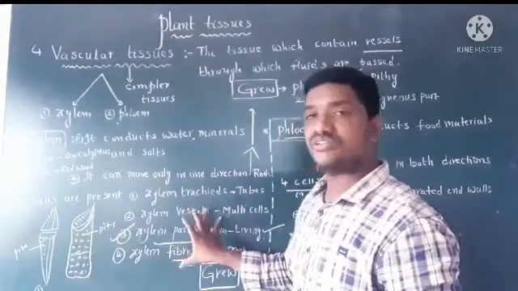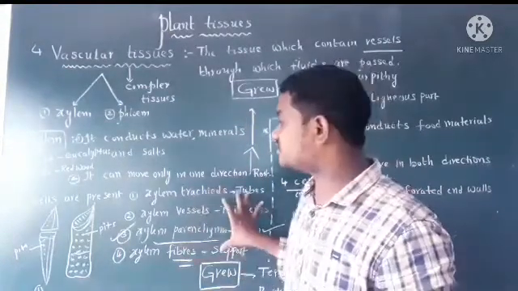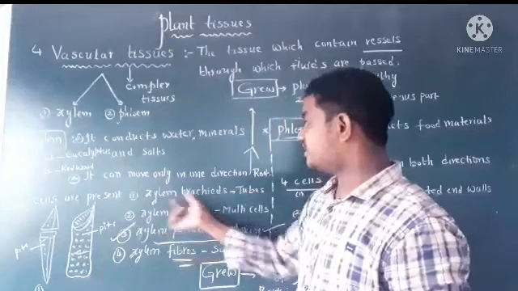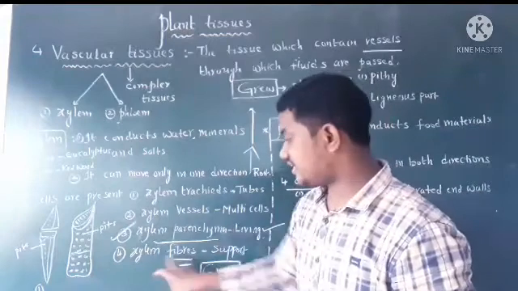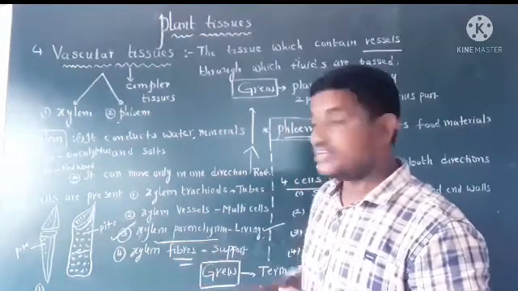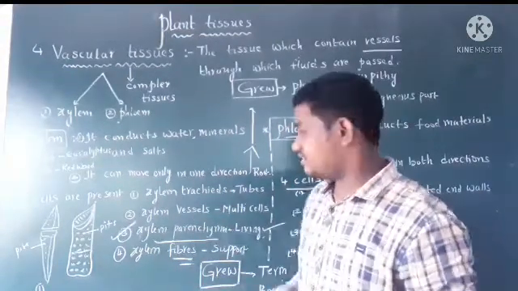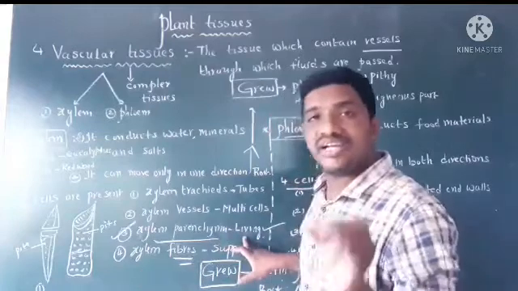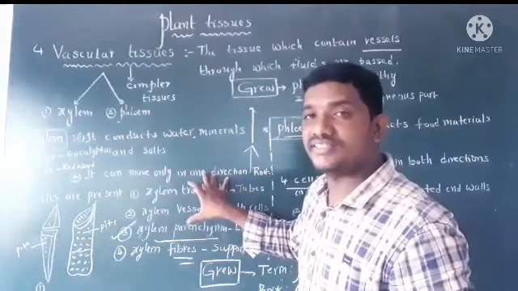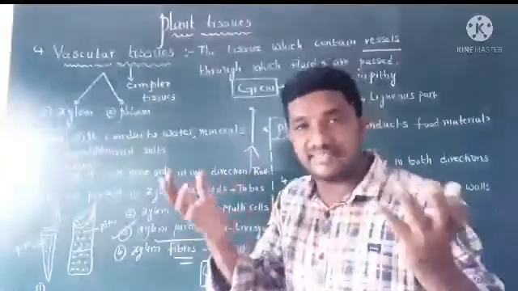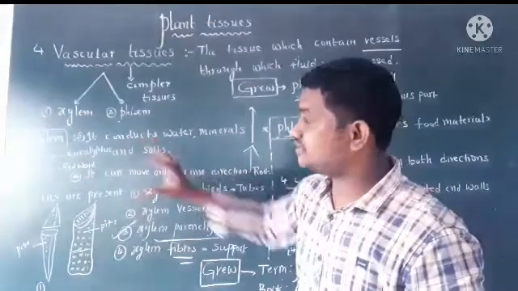This is about the xylem tissues. What are the four kinds of cells? Xylem tracheids, xylem vessels, xylem parenchyma, xylem fibers. Among all these cells, xylem parenchyma only contains living cells. The remaining cells are dead cells. This is about xylem tissues.